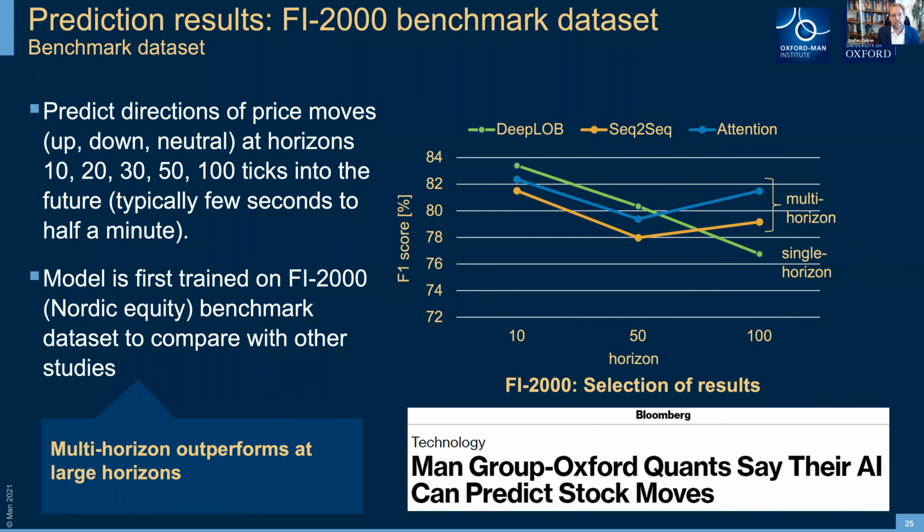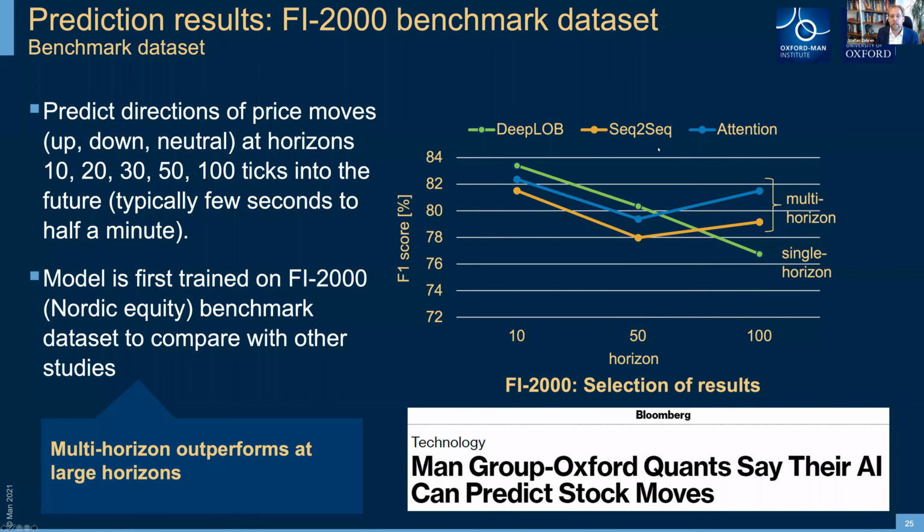And what we see here, if we train the model on this benchmark data set, is DeepLOB, which is one of our older models, a single horizon model. So for DeepLOB, we have to train one model for every horizon, similarly for any other benchmark models, but DeepLOB was the best of the single horizon benchmark models we looked at. And then we have sequence to sequence and attention, which are our new multi-horizon models.